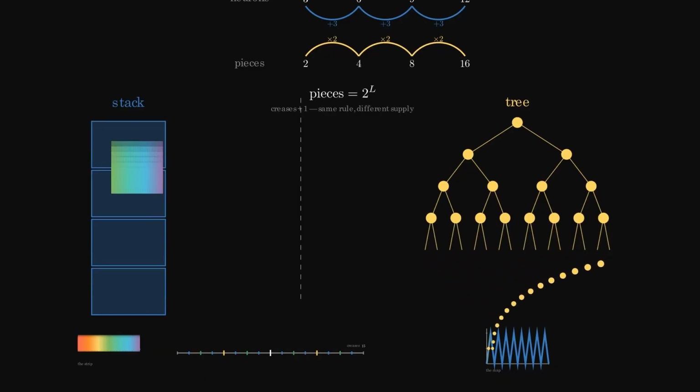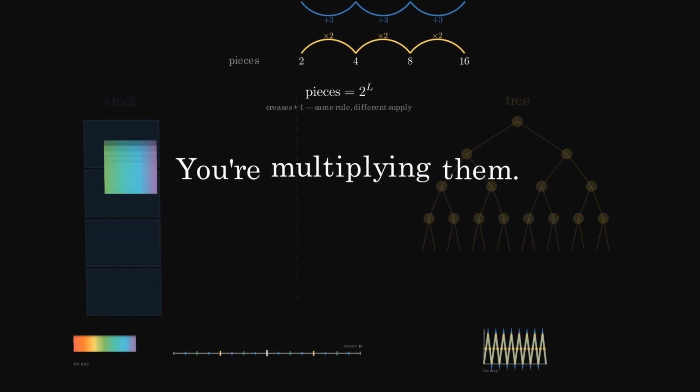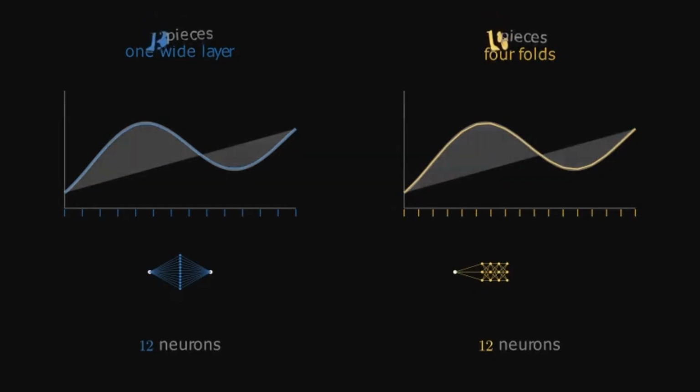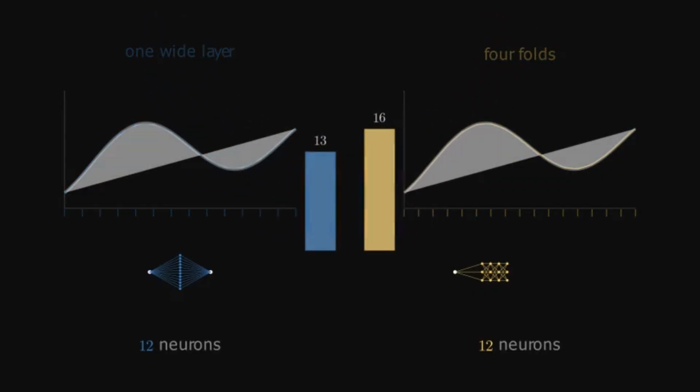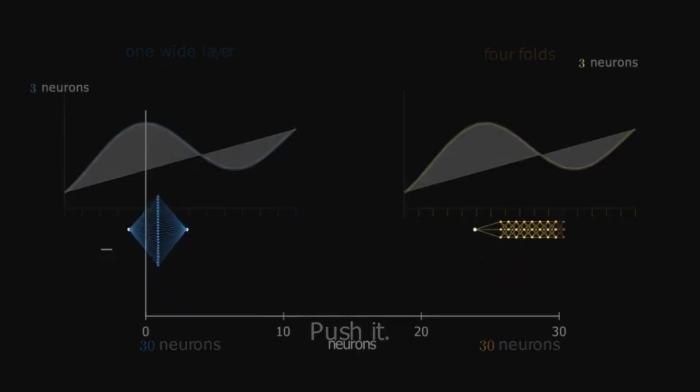In a deep network, each layer folds every piece the previous layer's already made. You're not adding creases, you're multiplying them. So, 12 neurons? Flat. That's 13 pieces. Deep? 16. Not a huge gap.